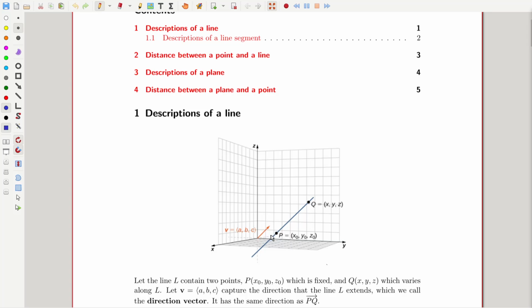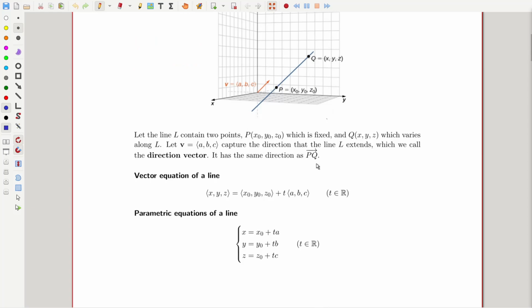Now you can clearly see that in order to create this direction vector, all you need to do is Q minus P. You just would calculate this vector, right? Which involves subtracting the components. The components for Q minus the components for P will give you the direction vector.